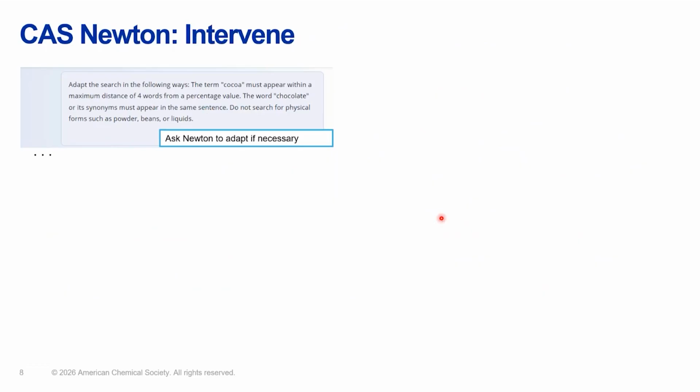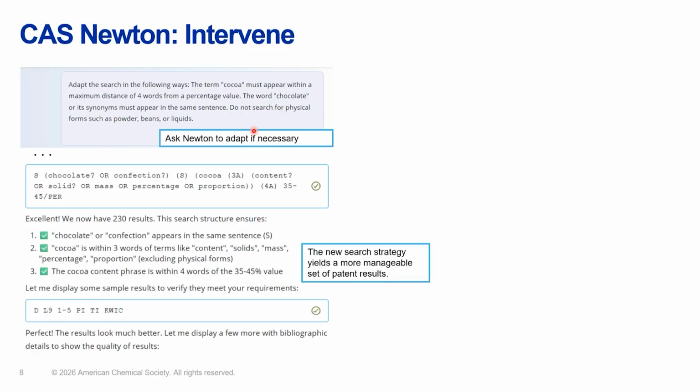However, I would like to intervene and ask the system to adapt the search in a few ways, because I'm not quite satisfied with that. So I'm telling it that the term cocoa, the material of interest, must appear within a maximum distance of 4 words from the percentage value, so it should be closely tied to the numeric information. And then the word chocolate or its synonyms must appear in the same sentence. So I'm giving it concrete guidance to adapt the search strategy. There are several steps in between, but it adapts the search strategy and comments on that as well. So that's always a possibility.